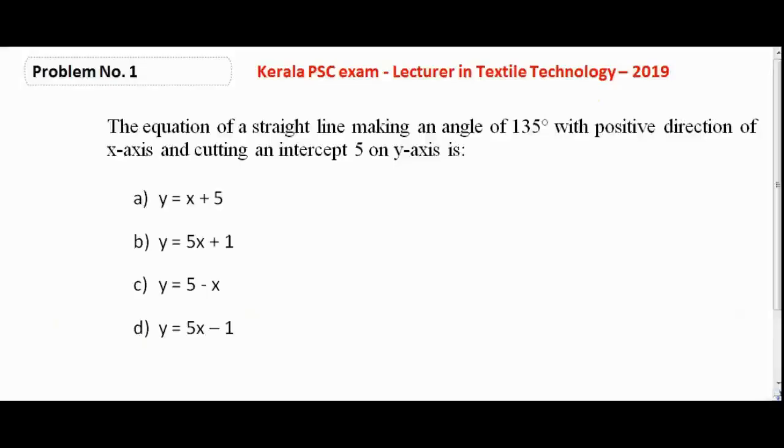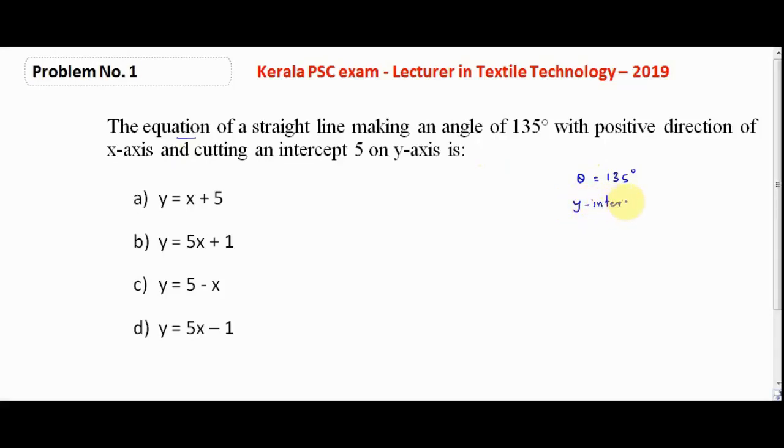So let's start with problem number 1. The equation of a straight line making an angle of 135 degree with positive direction of x-axis and cutting an intercept 5 on y-axis is. So we are asked to calculate the equation of the straight line which makes an angle of theta equal to 135 degree with positive x-axis and has a y-intercept of 5.